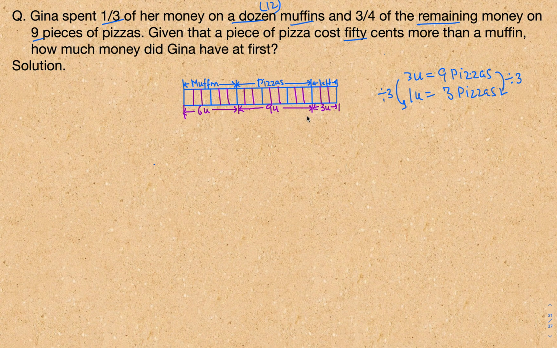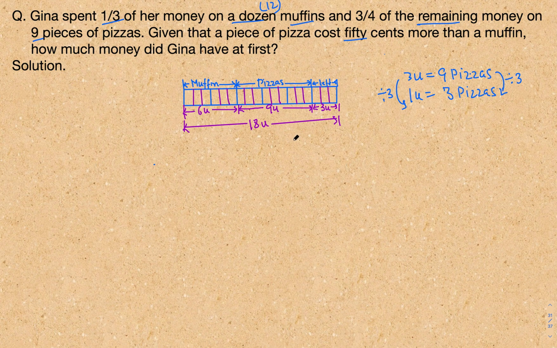So you can tell clearly from here what the total number of units is. The total number of units is 6 plus 9 plus 3. That will give you 18 units, right? So all together we can just extend this line maybe. All together this is 18 units. So in total she was having 18 units of money.